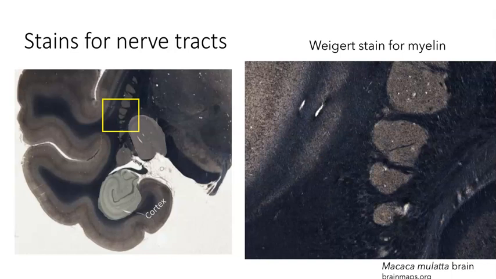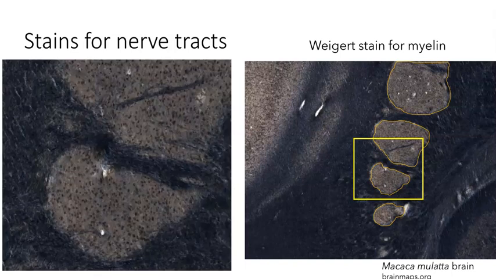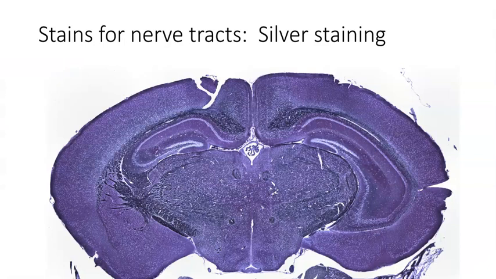And now we can see that there are discrete patches where there is not a lot of staining, where it's fairly pale, but it's also surrounded by this black material. And zooming in even further, we can see that this black material appears fibrous. This is the myelin sheath that's wrapping around the neurons. Here's another way of staining nerve tracts.